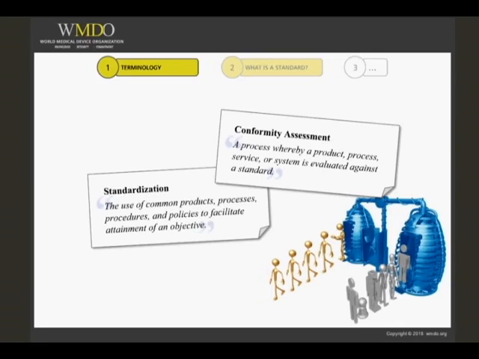Conformity assessment increases the confidence that personnel, products, systems, processes, or services have been fairly evaluated against the requirements of a standard. Through testing, inspection, and auditing of products and management systems, conformity assessment is as important as the standards in ensuring that products and systems are safe and perform as expected.